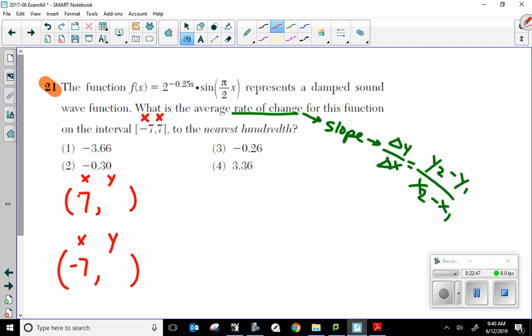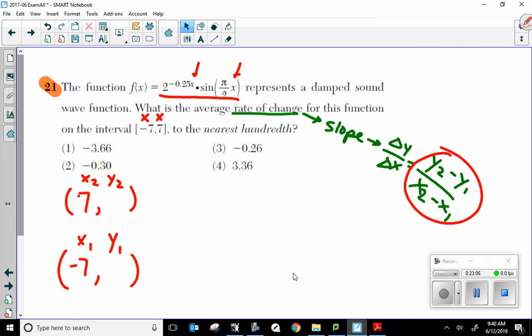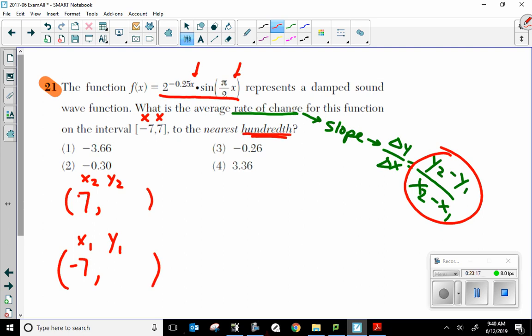Okay, let's call these ones x2 and y2, x1 and y1, because ultimately we've got to put them in this equation. So how do we get the y's when we already have the x's? You can either plug 7 into this x and get your y, or I can put this equation in y1 and look at my table, which is what I'll probably do. If they want the nearest hundredth, I'll probably go out at least a couple more decimal places because I'm going to have to round. I'll probably go out 4 decimal places.